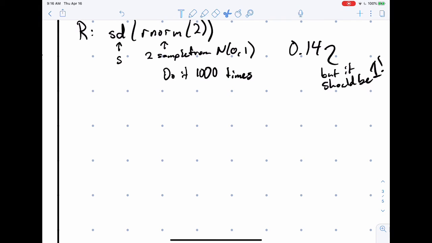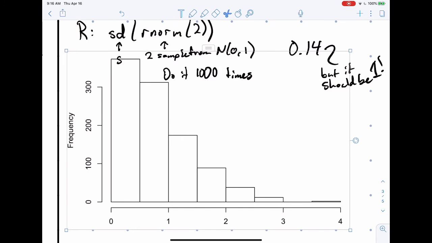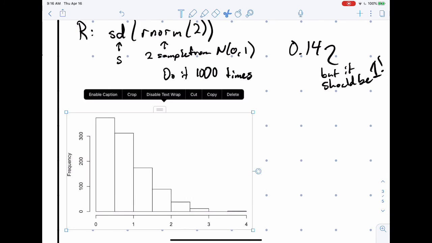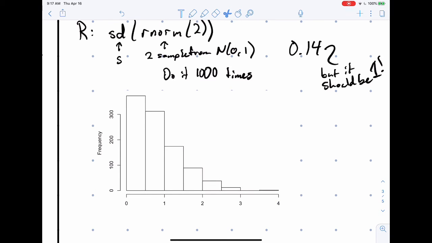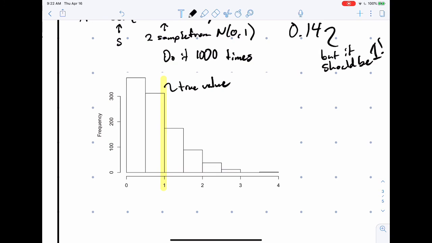Instead of doing it just one time, I did this same statistic 1,000 times. The first one happened to be less than 1, which is the true value. But here's what the histogram looks like for this statistic. The true value here is 1. This is what it should be.